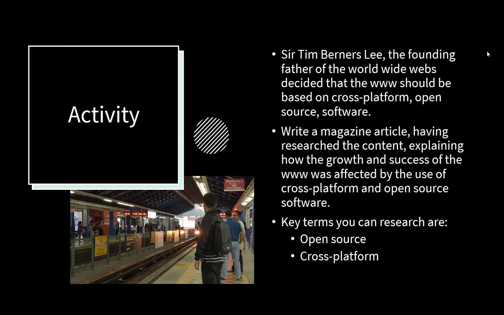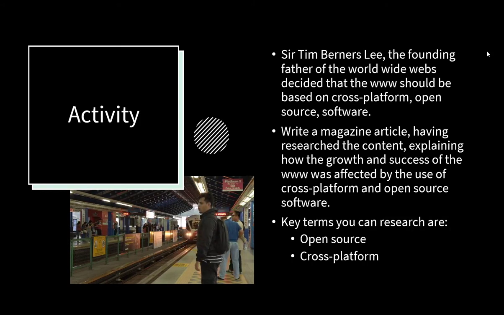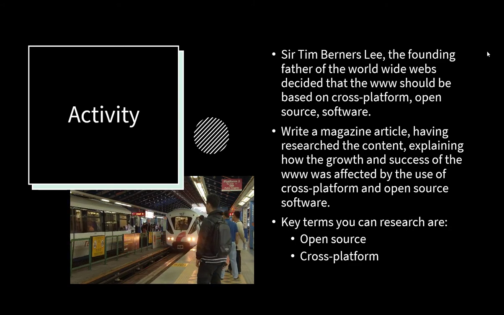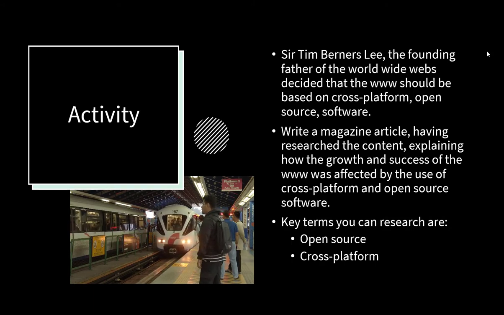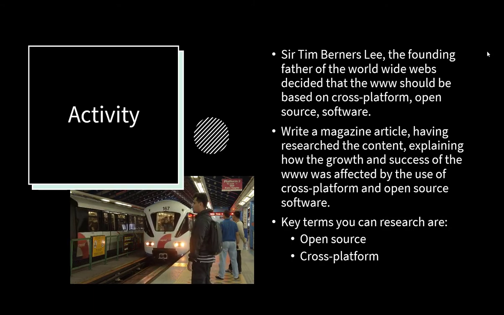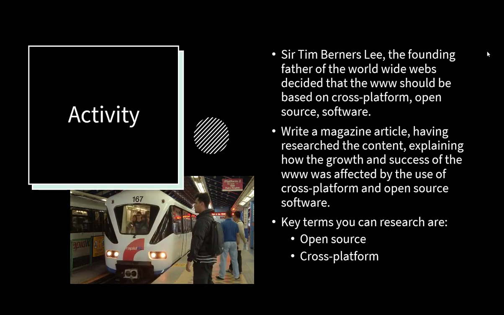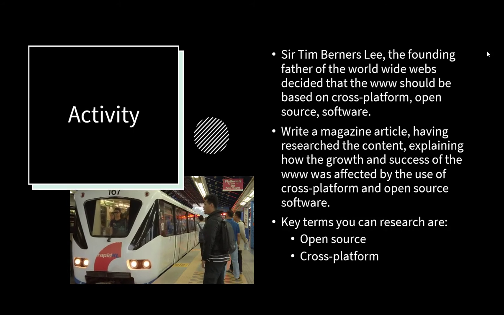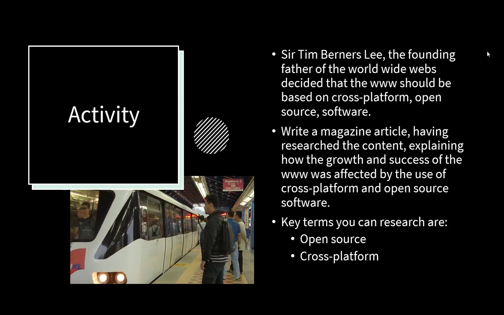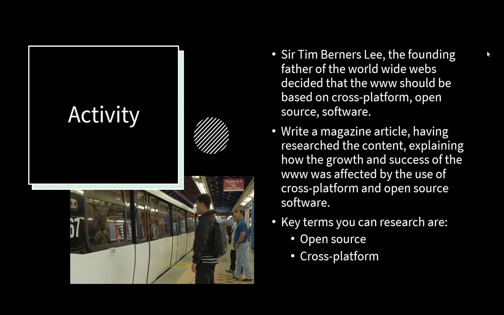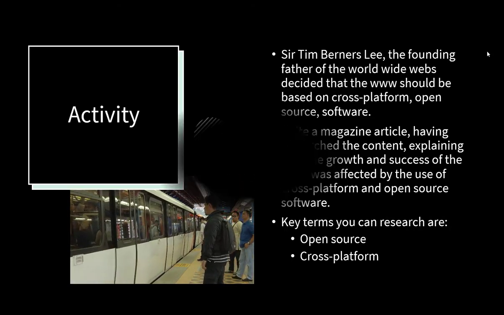Here's an activity for you. Sir Tim Berners-Lee, the founding father of the World Wide Web, decided that the www should be based on cross-platform open source software. Now, we use the word platform and often we'll think of, as seen in that short video there, the platform at a train station. What do we mean by platform? I would like you to write a magazine article, having researched the content, explaining how the growth and success of the World Wide Web was affected by the use of cross-platform and open source software. Key terms that you can research are open source and cross-platform.